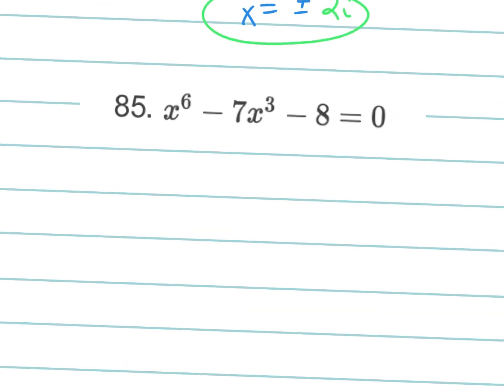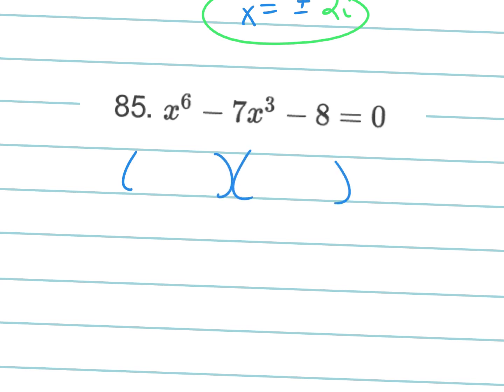85 is a long question. I look at this and I say, okay, x to the 6. That means I have 6 answers for this problem. I should have 6 zeros, whether they be real or imaginary. So this is a trinomial, so I'm going to look and say, can I factor this?